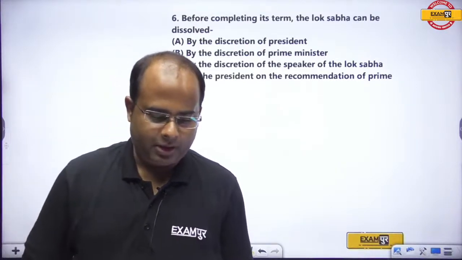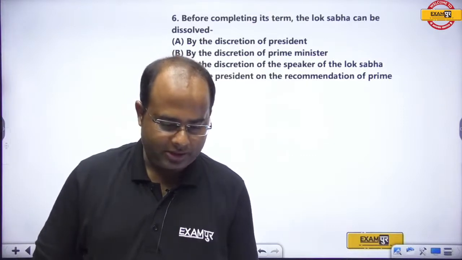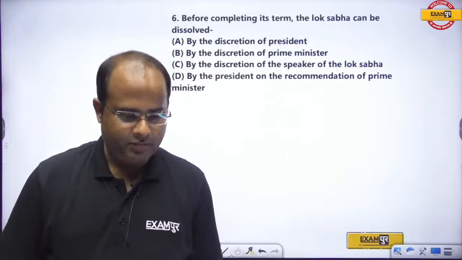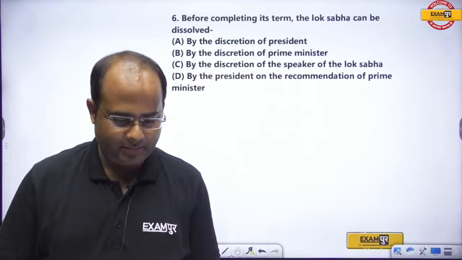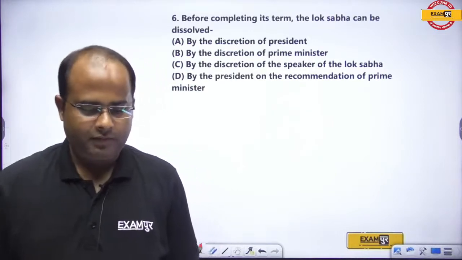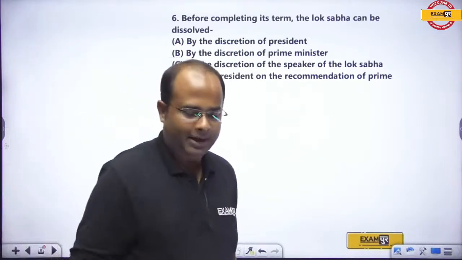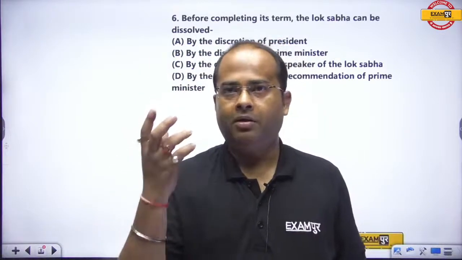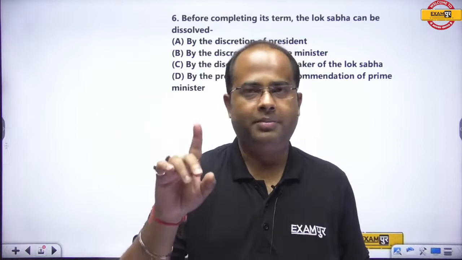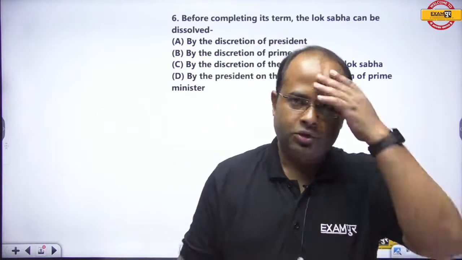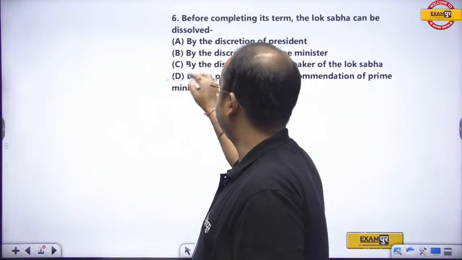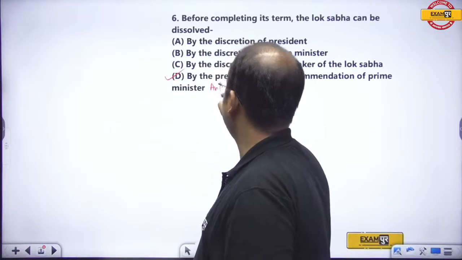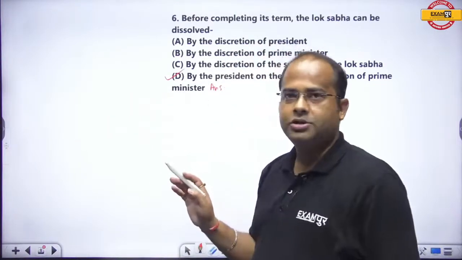Before completing the term, how can it be dissolved? The correct answer is by discretion of president. The students are confused between A and D. My dear students, the president has power to dissolve Lok Sabha, but without recommendation of the prime minister, the president does not do so. So the correct answer will be option D, that is by the president of India on recommendation of prime minister.